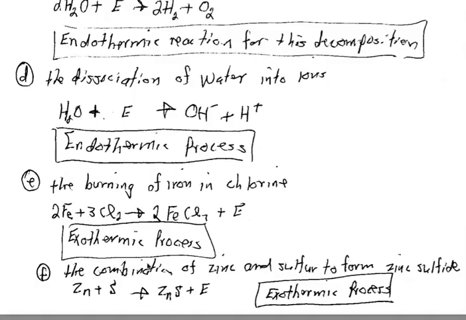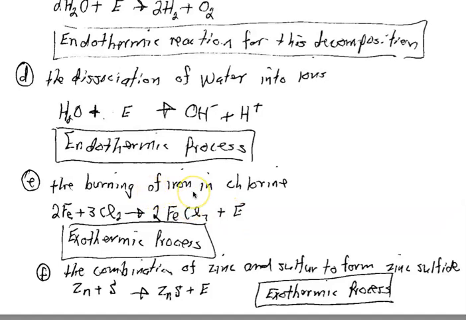For D, the dissociation of water into its ions. So as you know, from the previous chapter, we've already studied that water plus energy can break water down or decompose it or dissociate it into the OH ion plus the hydrogen ion. And this then is an endothermic process.